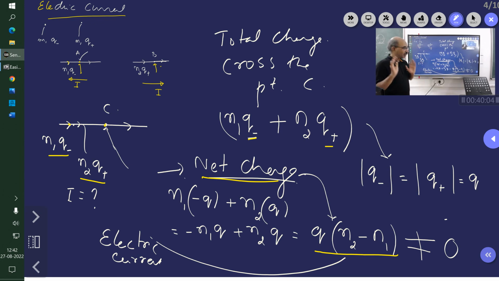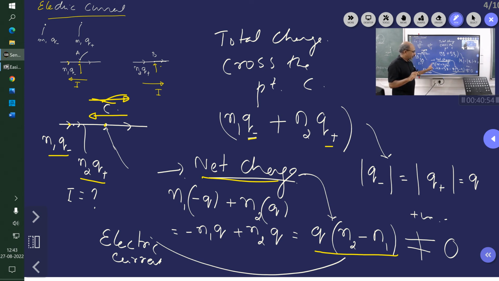But still there is a question. N2 is not equal to N1, there is electric current flowing, correct? But what is the direction of electric current? That's a big question. N2 is for positive charges, N1 is for negative charges. If Q into N2 minus N1 gives a positive number, then the direction of current will be in this direction. But if N2 minus N1 is negative, then the direction of current will be like this. Convention. Is it clear?